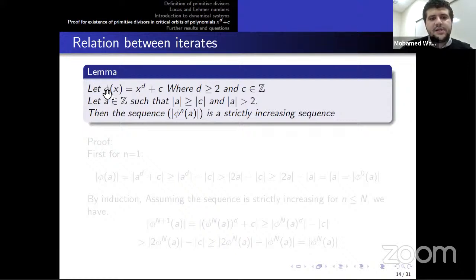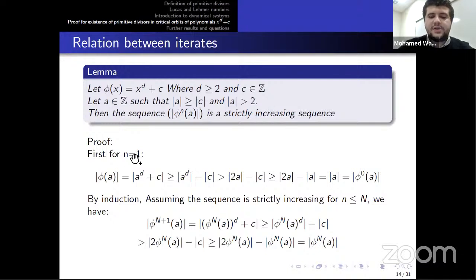First, we start with a lemma. If we have the function as specified before, and we choose a in Z such that the absolute value of a is greater than or equal to the absolute value of c, and the absolute value of a is strictly greater than 2, then the sequence, which is the orbit of a, is a strictly increasing sequence.